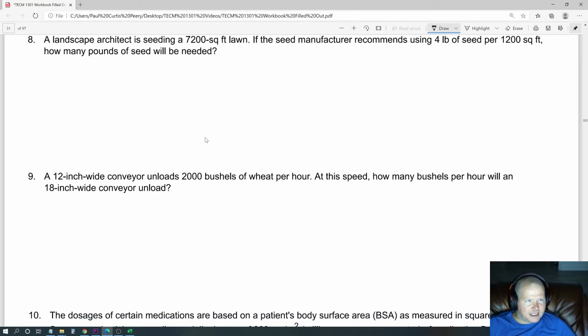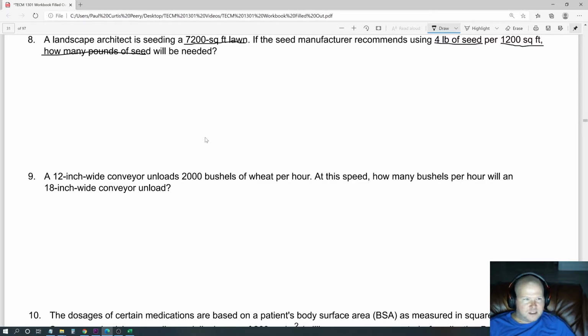Next, we have a landscape architect seeding a 7,200 square foot lawn. The seed manufacturer recommends using 4 pounds of seed per 1,200 square feet. The question is, how many pounds of seed will be needed?